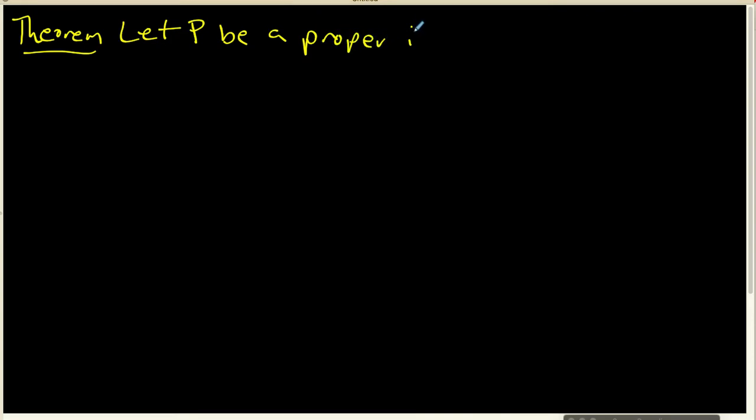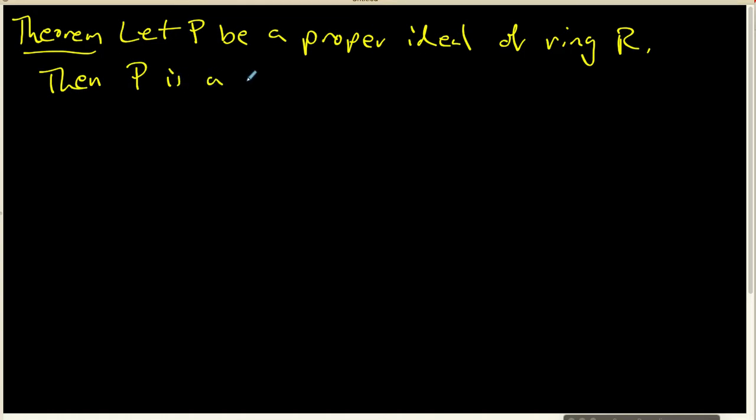In this particular video, we're going to look at and prove the following theorem about prime ideals. We're going to let P be a proper ideal of the ring R. Then P is a prime ideal if and only if the quotient ring R mod P is a domain.